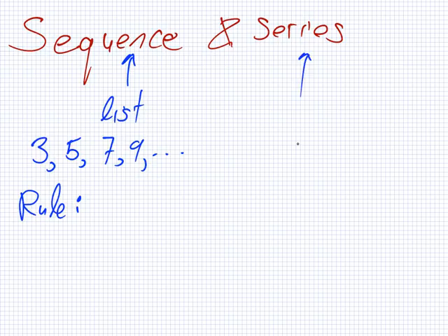And a series, well, it's nearly the same as a sequence except for one difference. Does anyone know the difference? No? What's the difference between a series and a sequence? They both have a pattern. The difference is a series is just the sum of a sequence. So the only difference is in the sequence we have commas, but in the series we have plus. That's the only difference, okay? So the rule here is add 2.